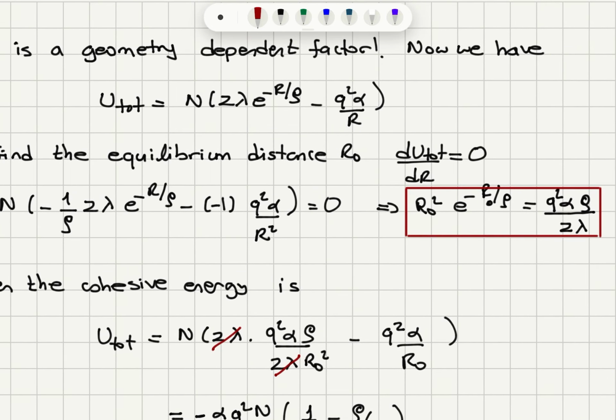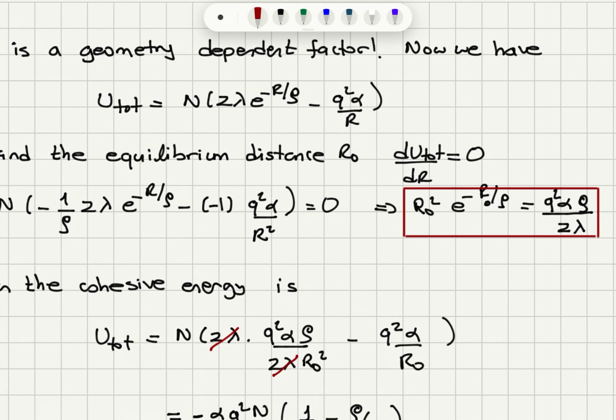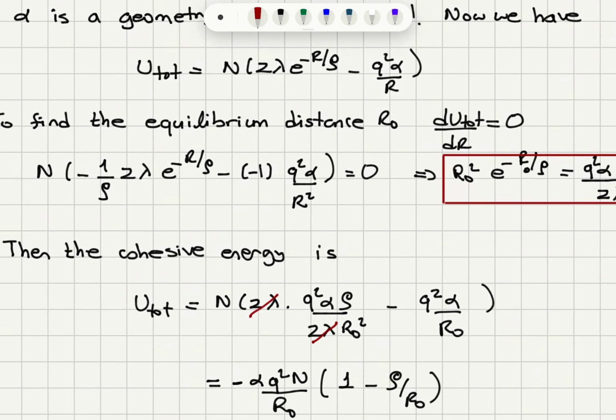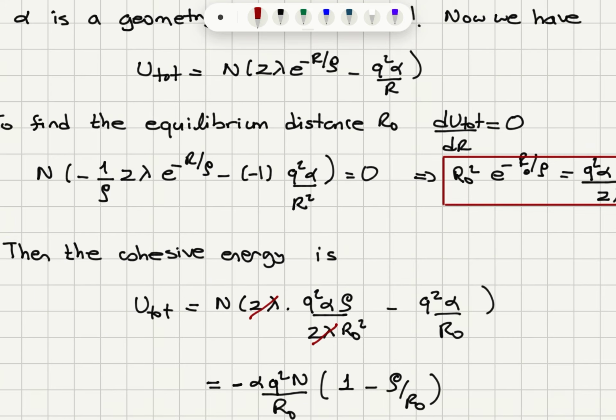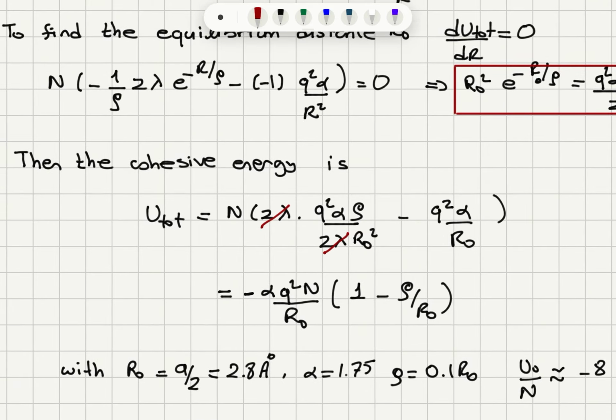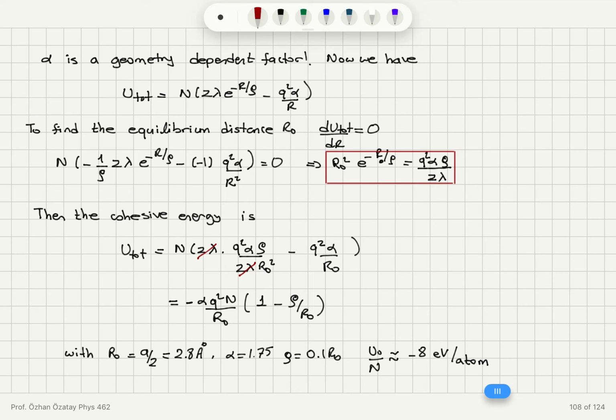So I can substitute for e to the minus R0 over rho: Q squared alpha rho divided by Z lambda R0 squared. That's what I do here. So Z lambda times Q squared alpha rho over Z lambda R0 squared. The Z lambdas cancel. And then I have minus Q squared alpha over R0. And therefore, in minus alpha Q squared capital N over R0, parentheses, I have 1 minus rho over R0 for the total energy.